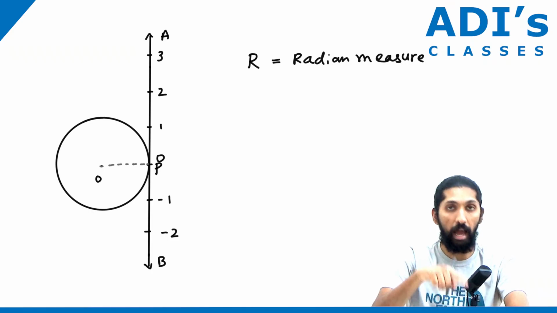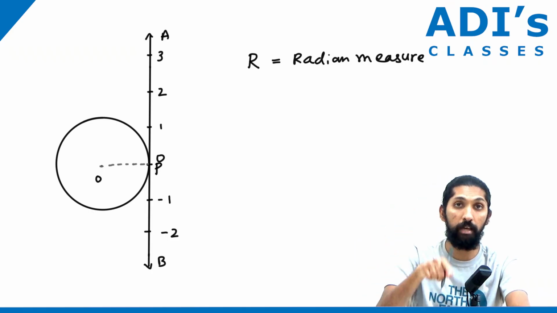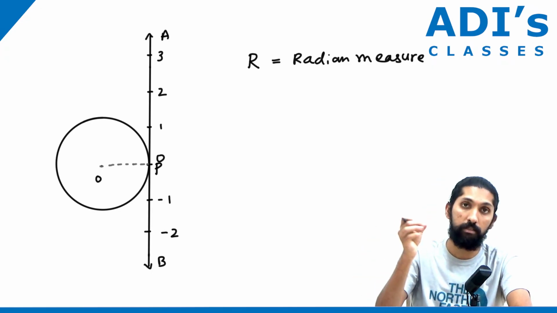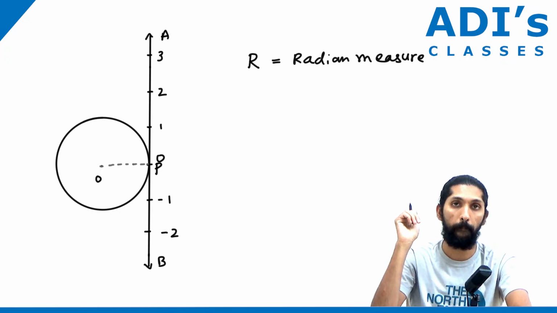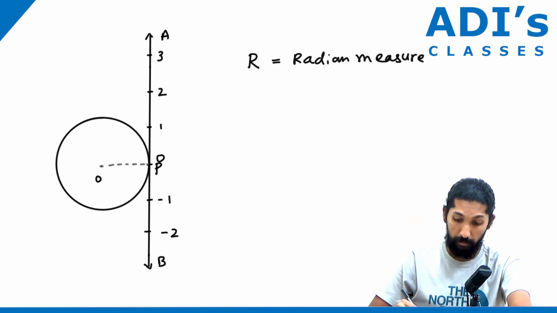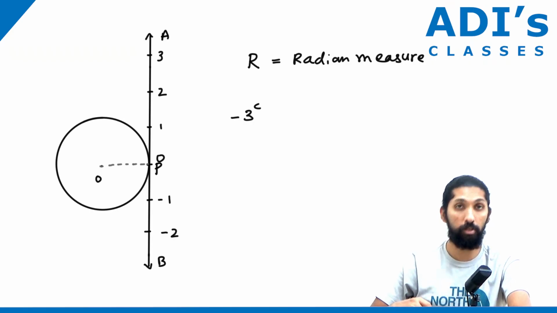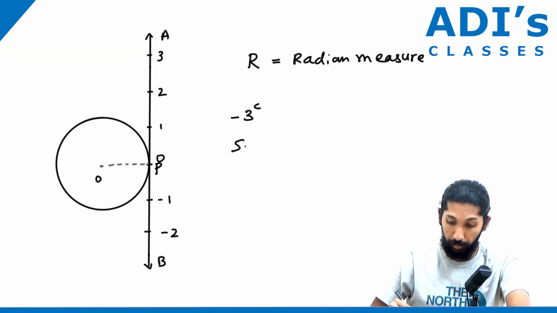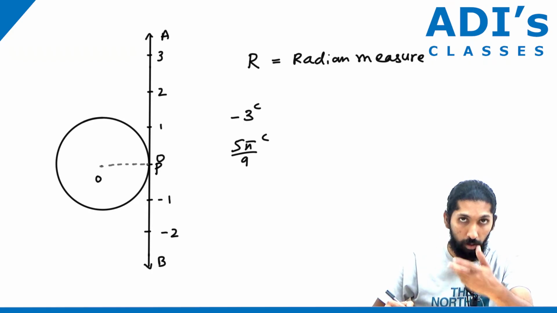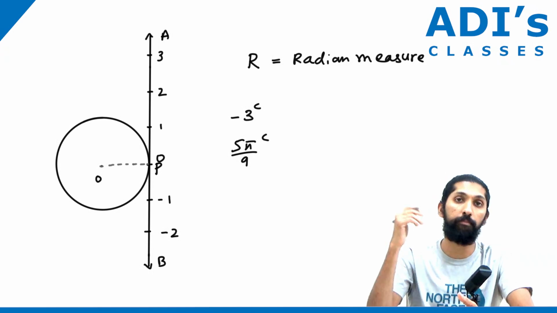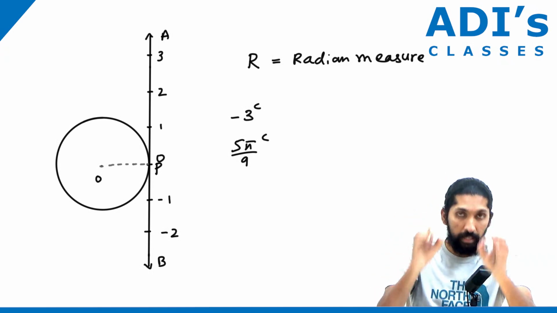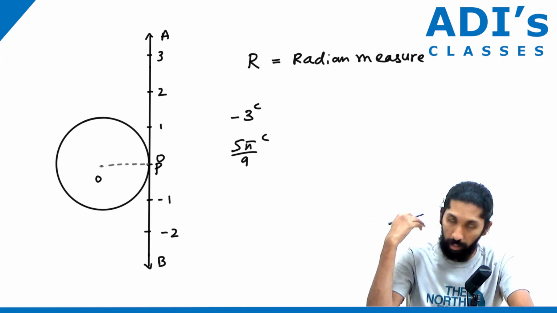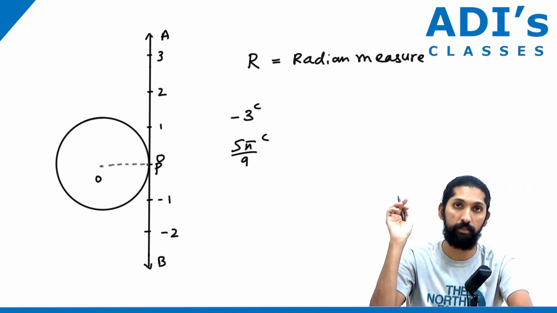Since radian and the real number set are one and the same, this is another reason why we use radian measure as the standard measurement of angle. That means you can also say -3 radian. That will also exist. You can also write 5 pi by 9 radian. This will also exist because 5 pi by 9 is a real number. That means any number you give, we can have a radian measure according to it.